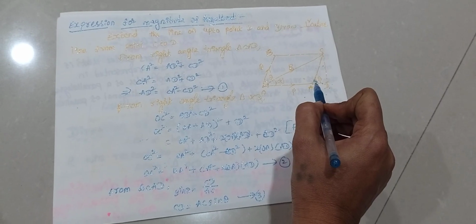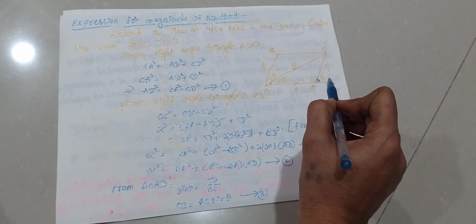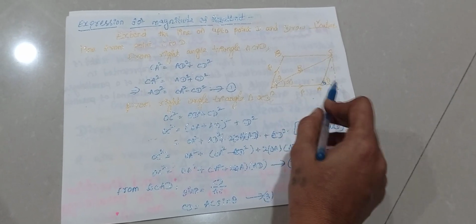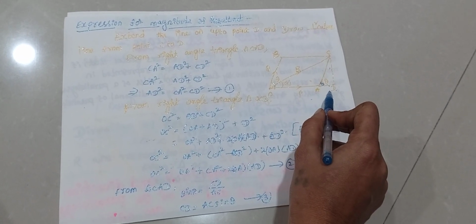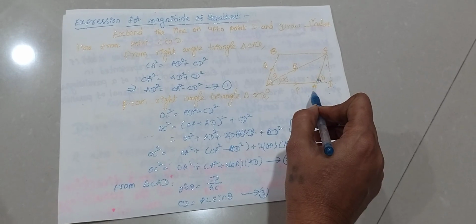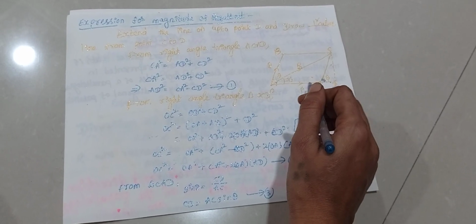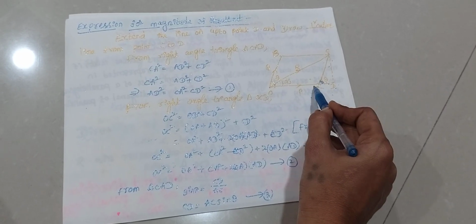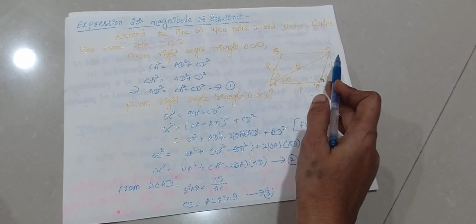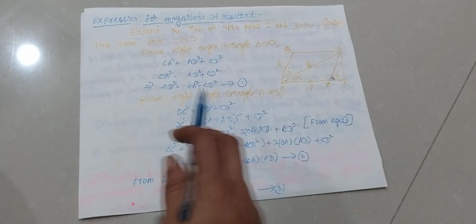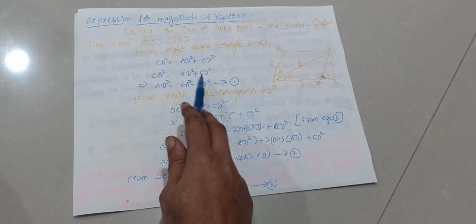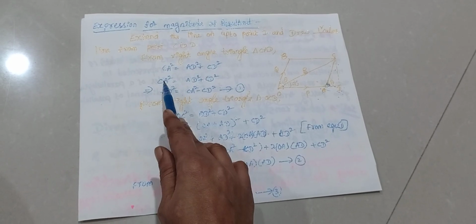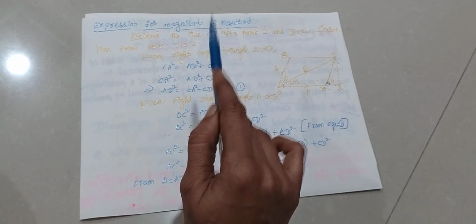Now, what is the formula for a right angle triangle? Side square plus side square is equal to hypotenuse square. Here CD is one side, and AD is another side. CA square is the hypotenuse square. CA square is equal to AD square plus CD square. Here, AD square is equal to CA square minus CD square.